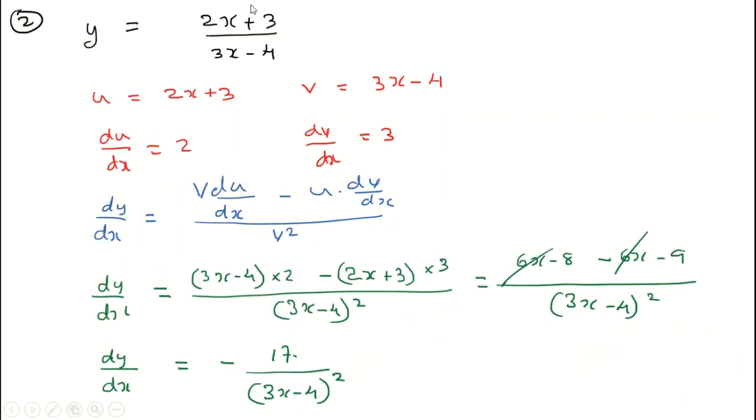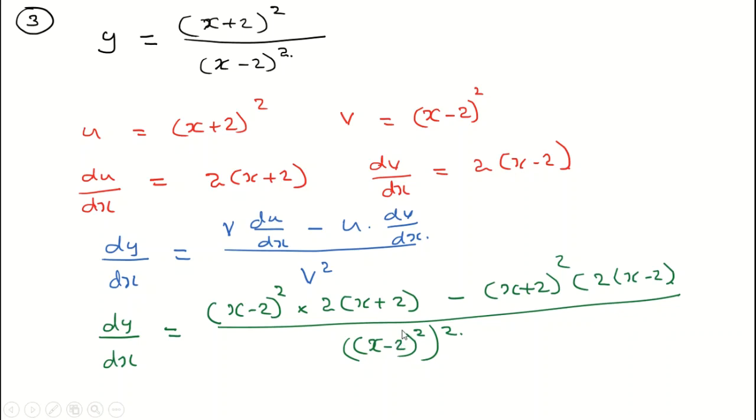Then u is equal to 2x plus 3, v is equal to 3x minus 4. So du over dx is equal to 2, dv over dx is equal to 3. When you apply this formula, 3x minus 4 into 2, minus 2x plus 3 into 3. When you simplify this, it will become minus 17 over (3x minus 4) whole squared. This simplification I think is not that difficult for you to do.